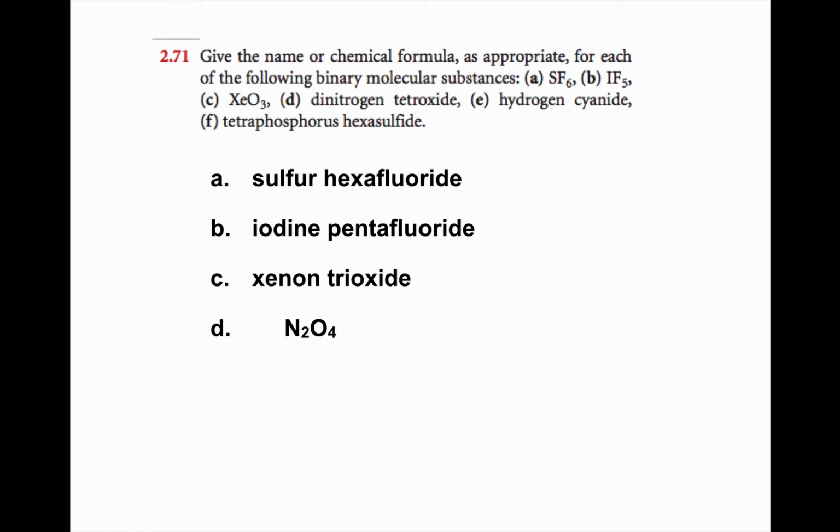Hydrogen cyanide. And tetraphosphorus, 4 phosphorus, hexasulfide, 6 sulfides. That's how you name molecules, right? We use counting prefixes to indicate how many actual atoms are connected in it.